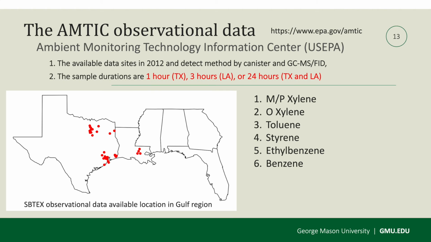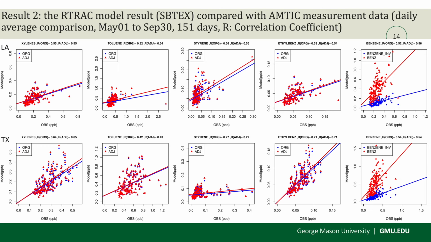To verify that the reactive tracer data are reliable, we also compare with the MTEC observational data. The MTEC is made by US EPA, and the sample duration is 1 hour in Texas, 3 hours in Louisiana, and 24 hours for both Texas and Louisiana. Those are the species that the MTEC data provide that can be compared with our model.